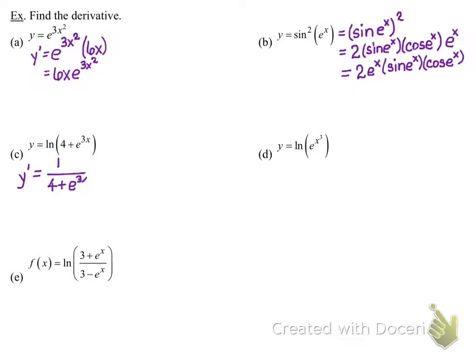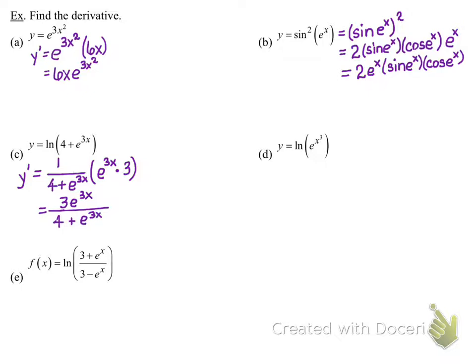Then we need to take the derivative of what you're taking the natural log of, which is 4 plus e to the 3x, and the derivative of that would be e to the 3x. Now you need to take the derivative of the power, which would be 3, and now we need to rewrite it in a pretty way. And we've got it. Now on to D.